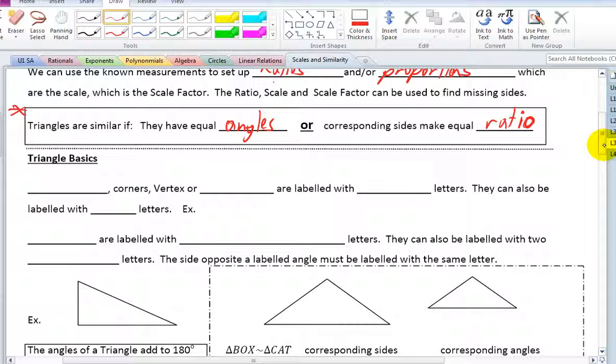Okay. So, triangle basics. Angles, corners, vertex, or vertices are labeled with capital letters.